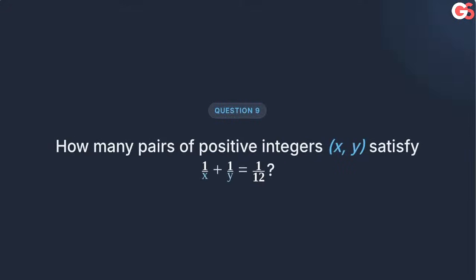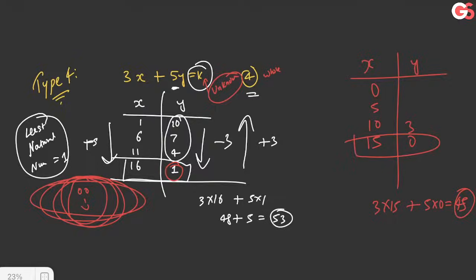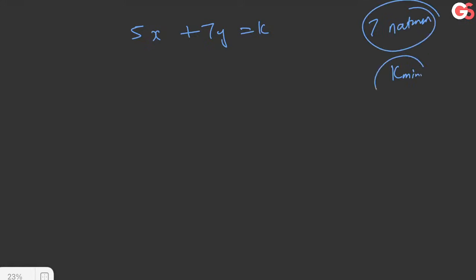Okay, type 5. Before type 5, let me give you one more example of this. What if the question was like this: 5x plus 7y is equal to k has got exactly 7 natural solutions. Find the minimum value of k. K min is what you need to find. Tell me. Then there'll be type 5 also. In type 5, I'll ask the maximum. What's the value of k max? That can also be a question, right? Chalo, let's solve this one first.